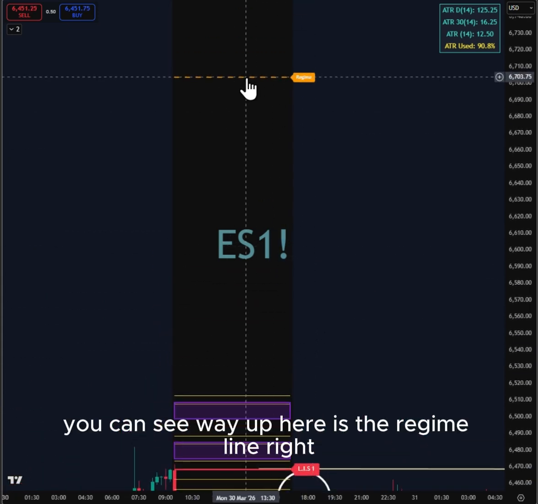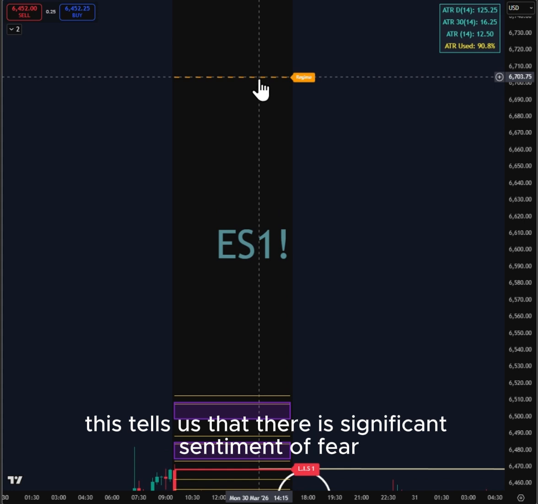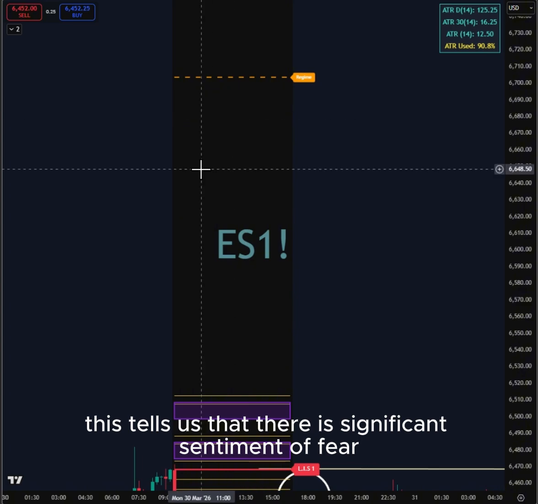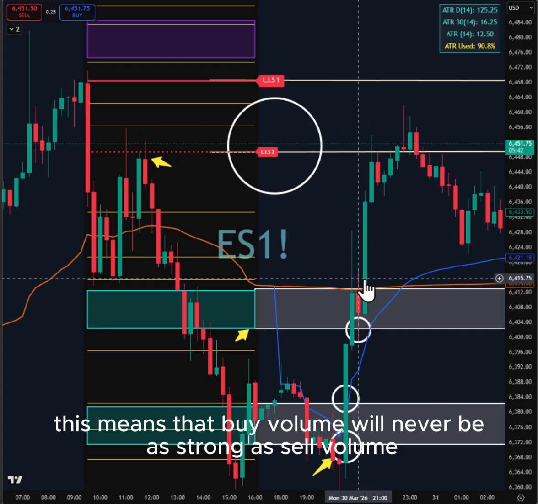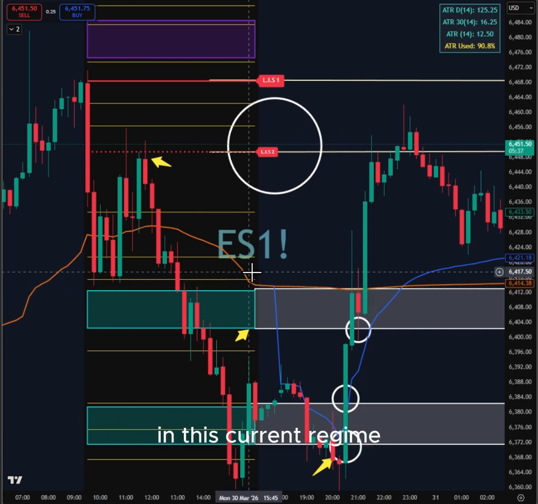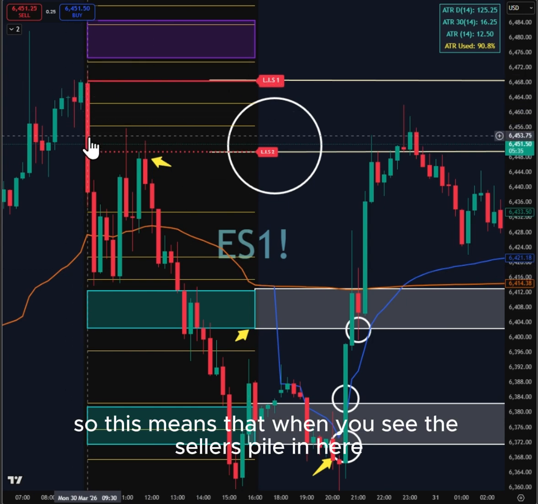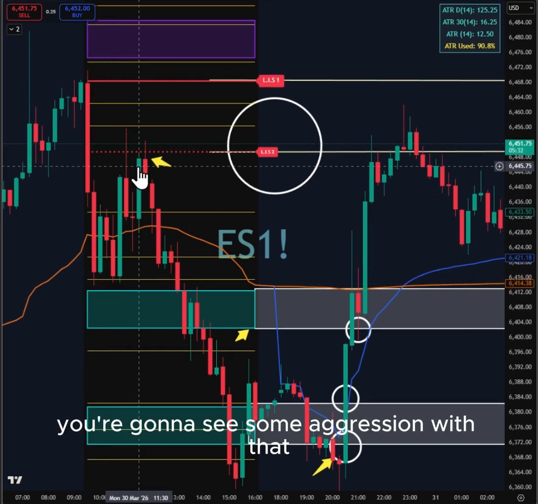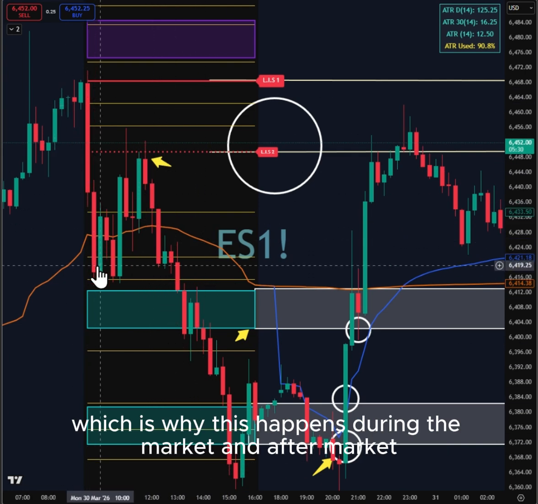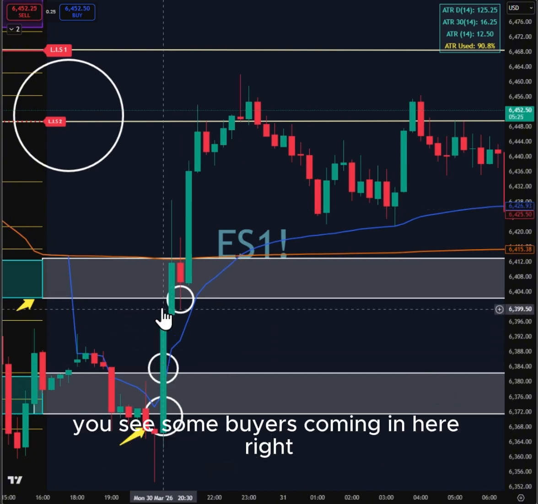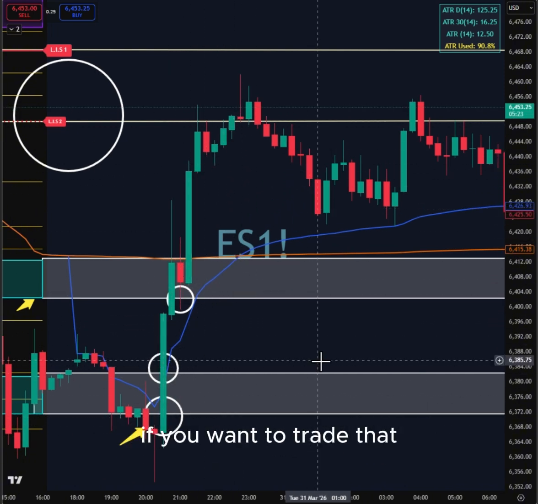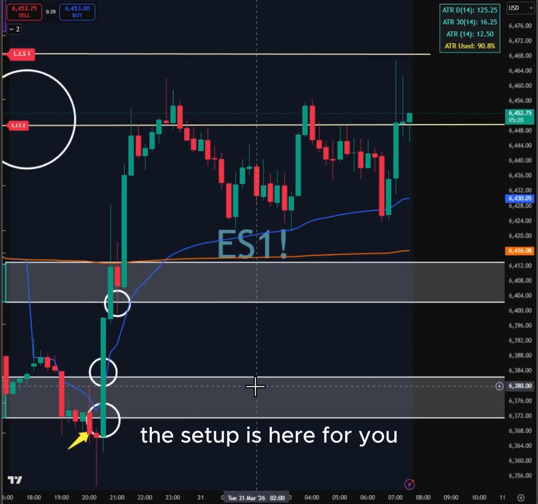You can see way up here is a regime line, right? This tells us that there is significant sentiment of fear and sell-off in the market. What does that mean to us? This means that buy volume will never be as strong as sell volume in this current regime. So when you see the sellers pile in here, you're going to see some aggression with that, which is why this happens during the market. And after market, when the volume is lighter, you see some buyers coming in here, right? If you want to trade that, no problem. We've got the setup here for you.